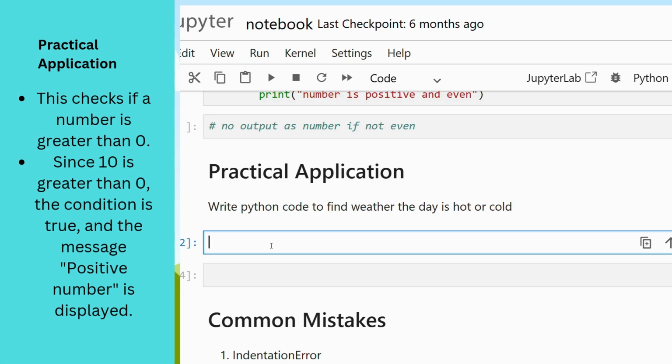Practical application. In this example, try to solve a real-world problem using if statement.